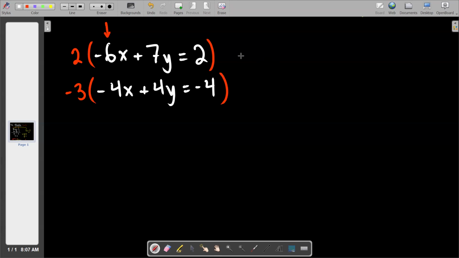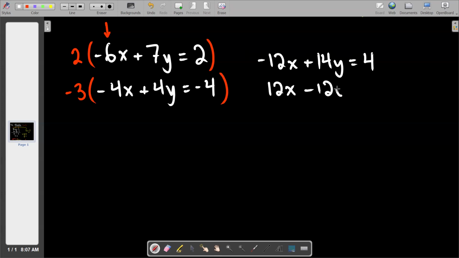And then again, I'm just going to rewrite the whole system, turn it into a level 1 and do my thing. So what's my new top equation going to be? Perfect. And my new bottom? Perfect. Perfect. Perfect again. You see that the only issue here is there's a lot of opportunities to make mistakes, and we humans tend to do that. So just try to be careful.